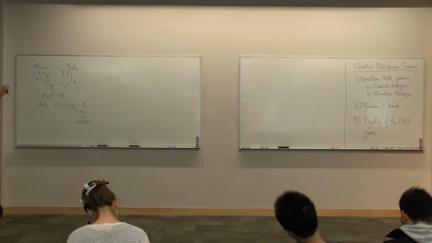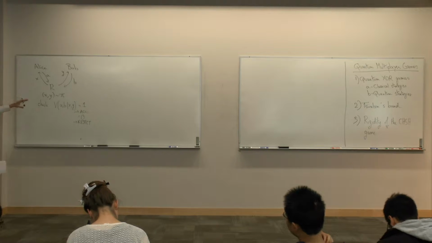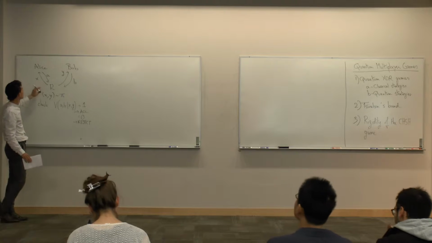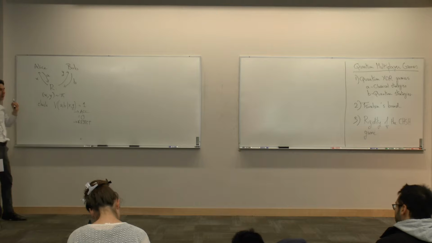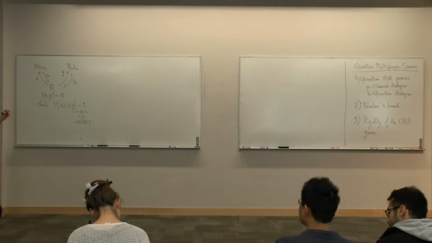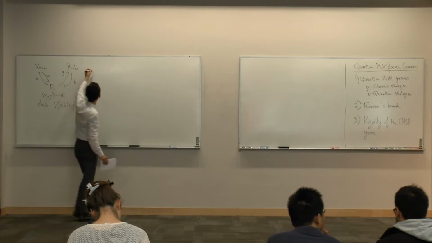So the players are trying to maximize their chances of winning in the game, and they know what the rules are. The only thing that's making it hard for them is that Alice only knows her question and Bob only knows his question. Let me give you some examples that also motivate the study of these games.